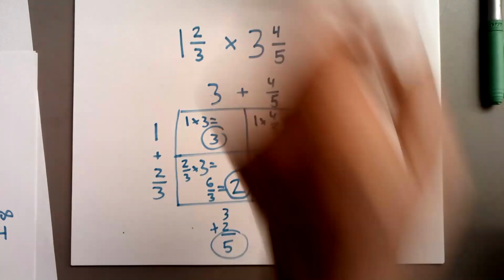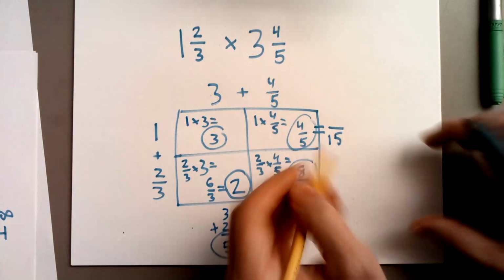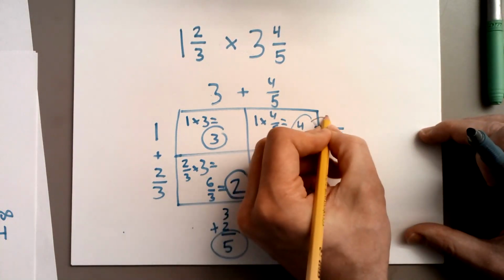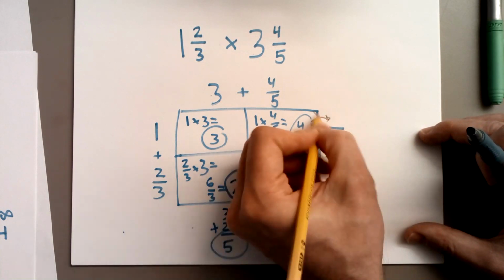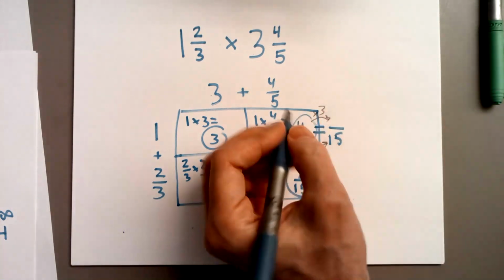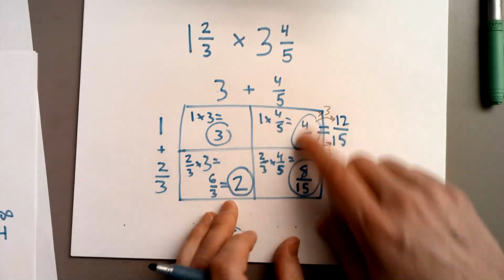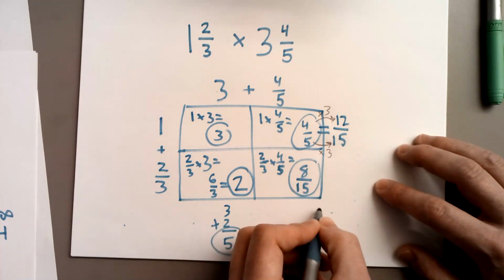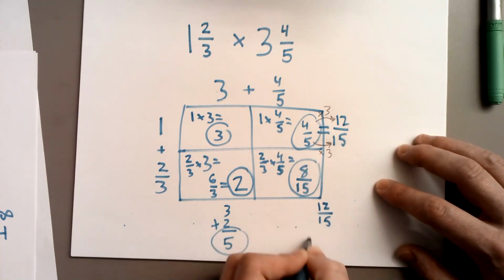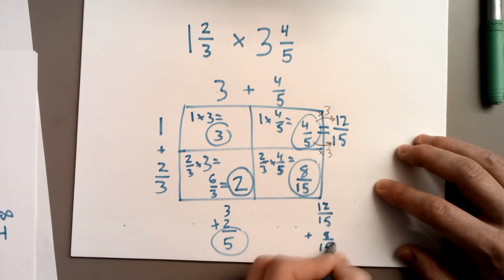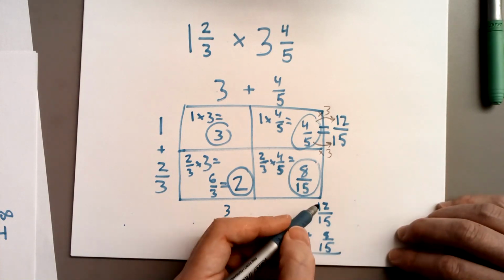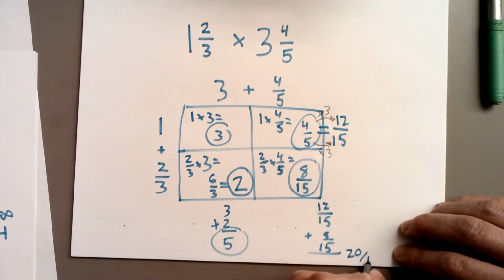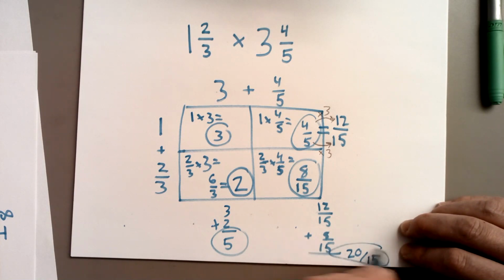So 4/5 would be how many 15ths? Well, I know that 5 times 3 is 15. So if I multiply the numerator by the same amount here, by 3, then I'm going to get an equivalent fraction. 4 times 3 is 12. So 4/5 is 12/15. So now I can do 12/15 plus 8/15. And I've run out of room to put that sum now. 12 plus 8 is 20. So that's 20/15. Okay, so now I've got 5 wholes.